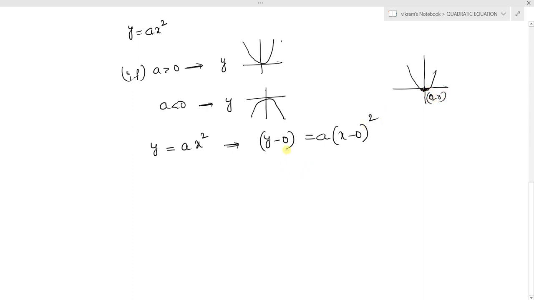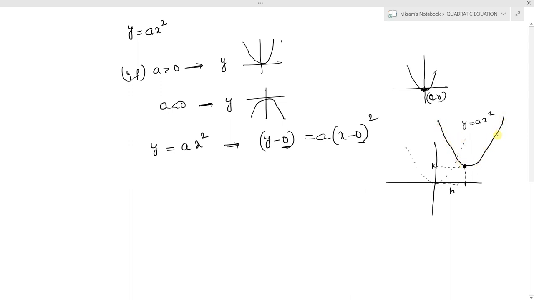So if anything changes in the x and y direction, if we shift the vertex to a particular point, how do we represent it? Before, the vertex was at 0, 0, so y equals a x square, which is y minus 0 equals a times x minus 0 whole square. If it is moved h units in the x direction and k units in the y direction, it is now shifted to h comma k.